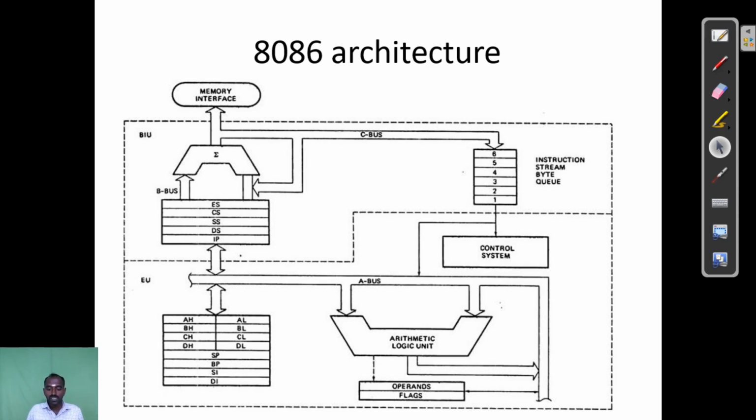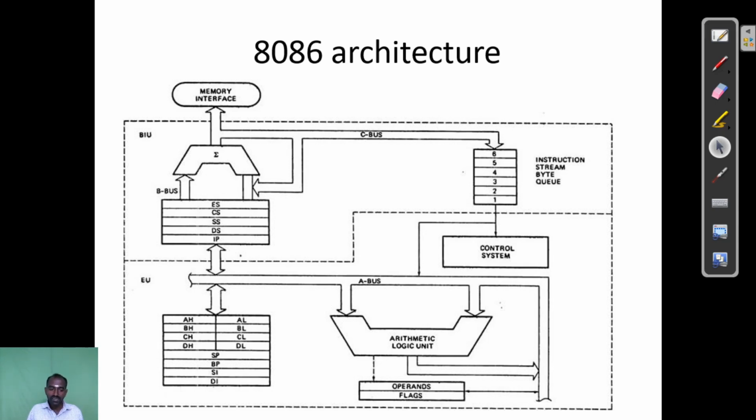First one is the accumulator register. Here the accumulator is divided into AH and AL. The execution unit consists of general purpose registers. So what are the general purpose registers? Accumulator register, base register, count register, and data register.